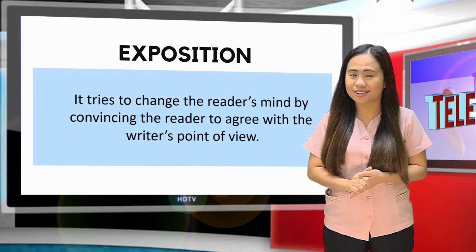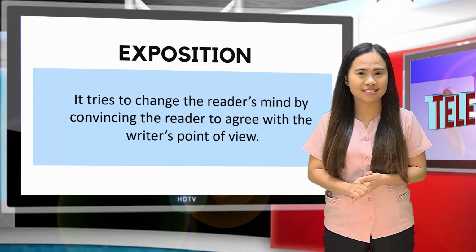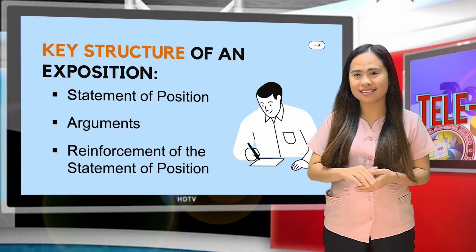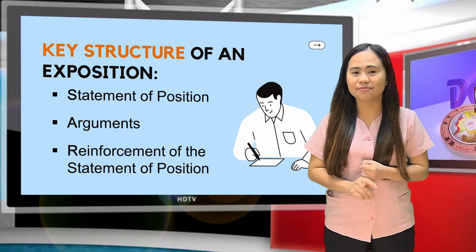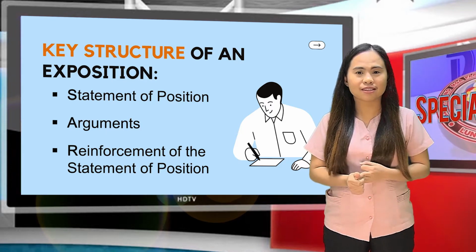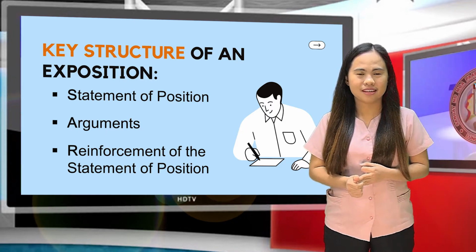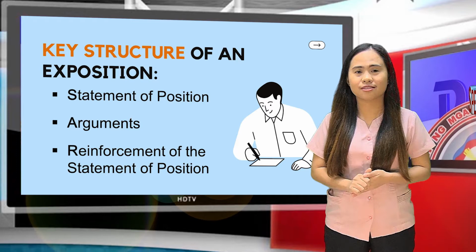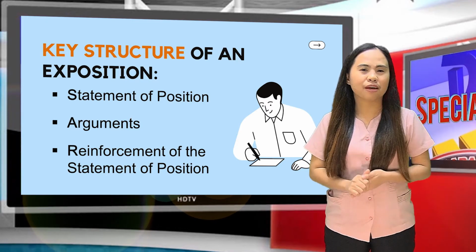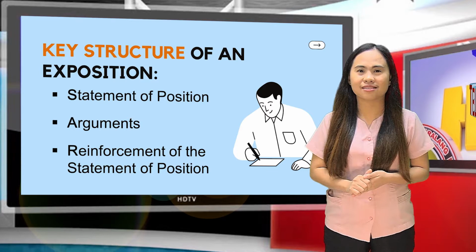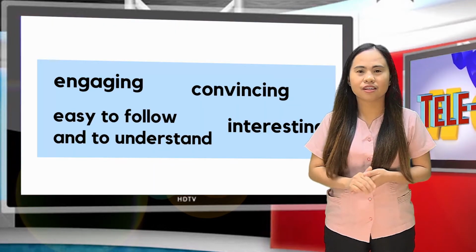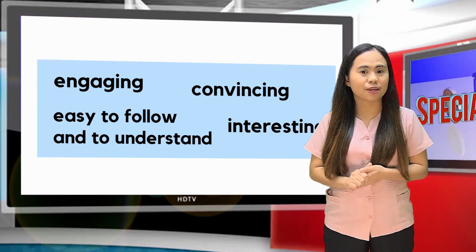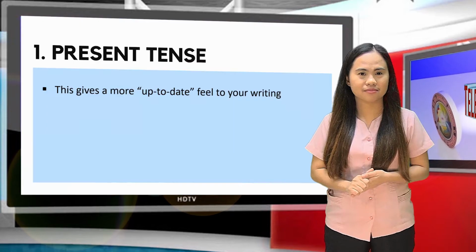Do you remember the structure of an exposition or an argumentative text? Great! An exposition is composed of the SAR, statement of position, arguments, and the reinforcement of the statement of position. Since the goal of an exposition or argumentative text is to convince others to believe in your stand, you have to make sure that the contents of your article is engaging, interesting, convincing, and easy to follow and to understand. You can do this by using the following language features.